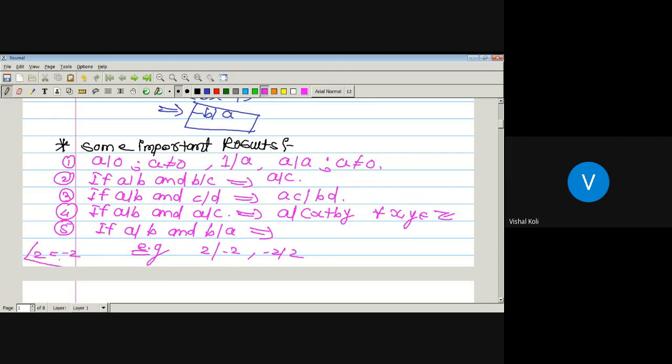Both are not the same, 2 and minus 2. AB equal to BA. We have to find out the relation between A and B. As multiplication is commutative with respect to this operation, AB must be equal to BA. But we have to find out the relation between A and B. Whether A is equal to B.